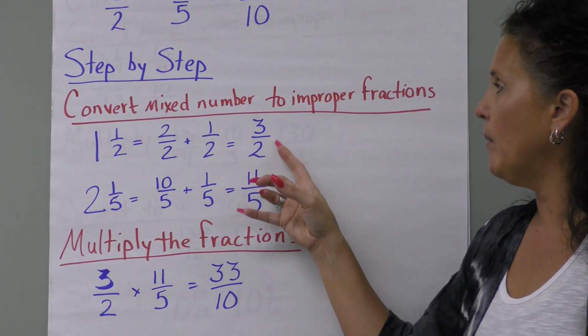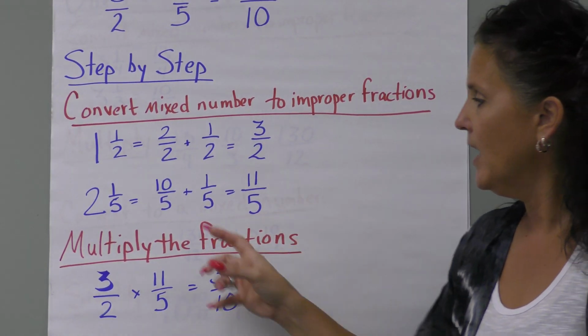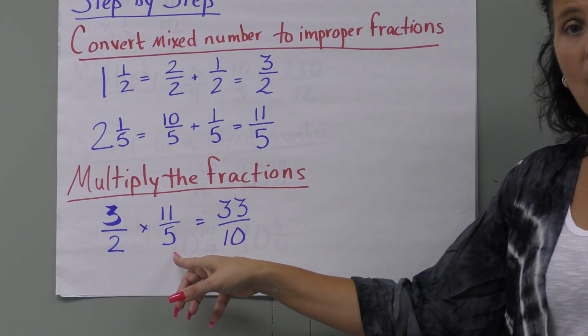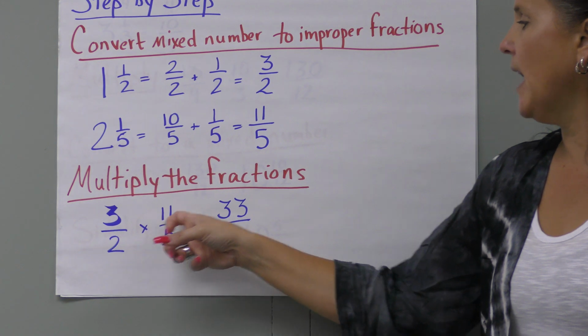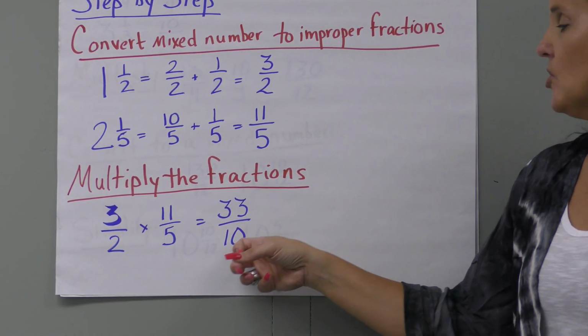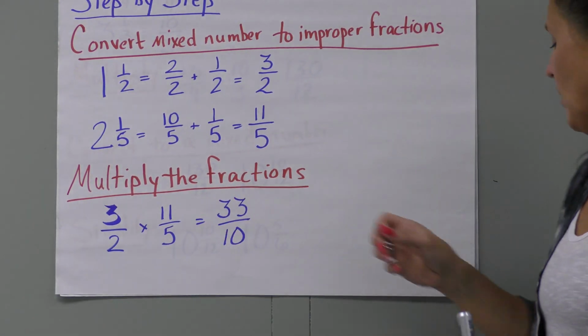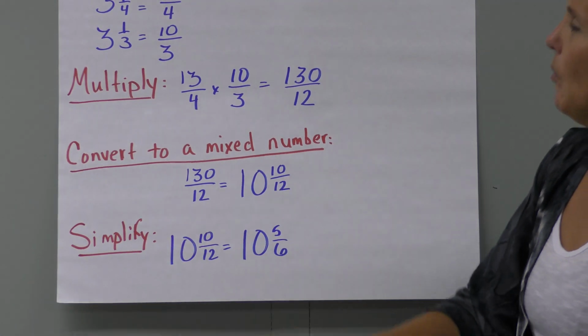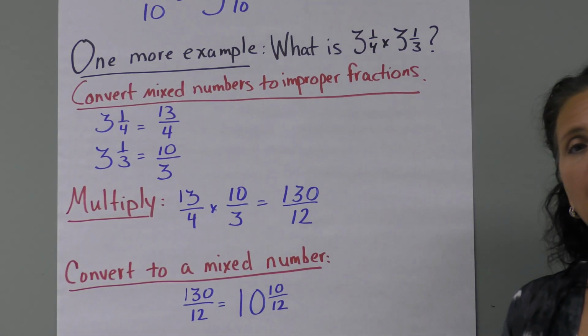Now we can multiply. We've got our 2 numbers we need to multiply. So we bring our 3/2 down here, our 11/5 over here. 3 times 11 is 33. 2 times 5 is 10. So do we want to leave it in this representation here? Let's look and see if that's how we want our answer. We can convert that to a mixed number, right?